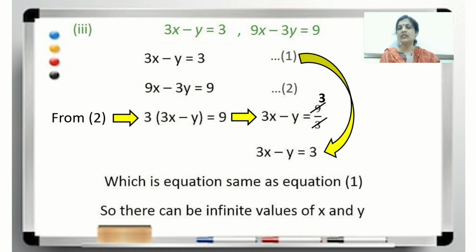If you plot it graphically, how will you get the graph? The graph will be overlapping lines. They will be coincident lines.